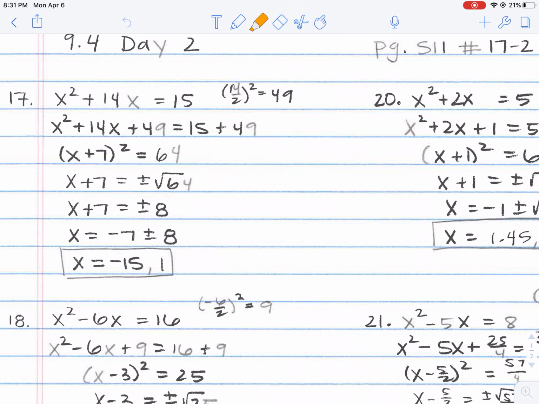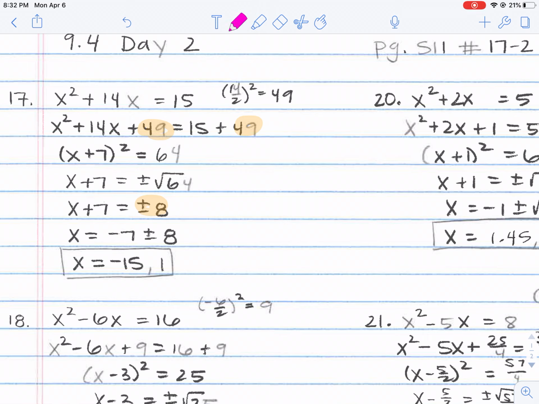You guys were good about adding 49 here, but then some of you forgot to add it to the other side. So again, because it's an equation, we need to keep it balanced, so make sure you're adding that value to both the left and the right-hand side. And then another error I'm seeing is here, when we take the square root of 64, make sure you get plus and minus 8, positive and negative 8.